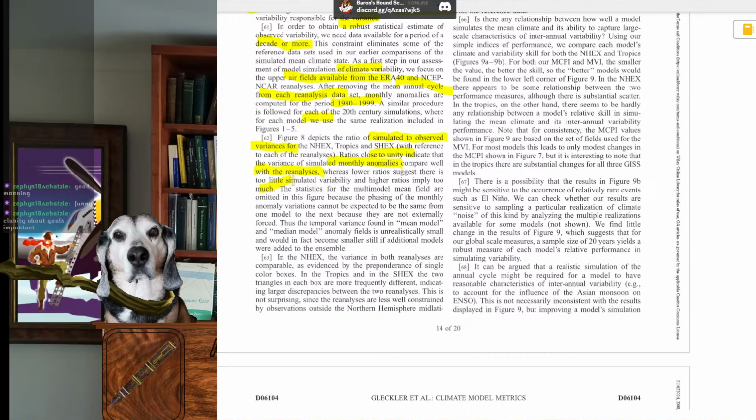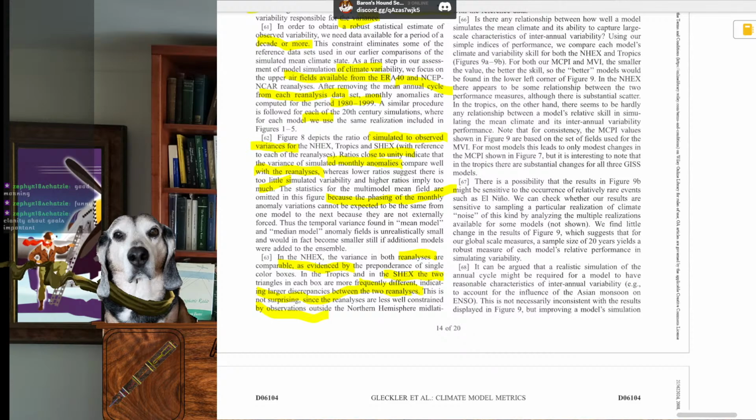Right. So, okay, the statistics of the multi-model mean field are omitted in this figure because the phasing, again, the timing is going to be different for each of these. Okay, the variance in both reanalyses are comparable as evidenced. Okay, in the tropics and SHEX, the two triangles on each box are more frequently different, indicating larger discrepancies between two reanalyses. This is not surprising since reanalyses are less constrained by observations outside Northern Hemisphere.